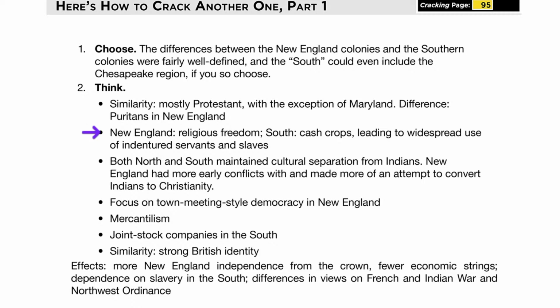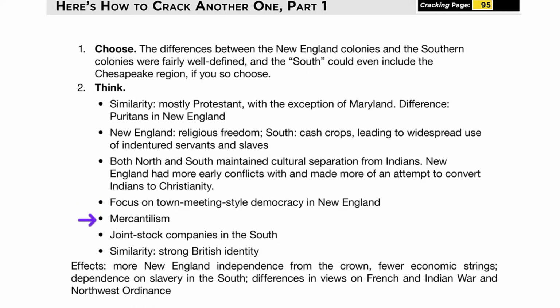Why did people settle New England? Largely for religious freedom. But in the South, it came down to making some money, right? Growing cash crops like tobacco and so forth. And obviously, they had the widespread use of indentured servants and slaves. Indentured servants when you're closer to 1600, slaves when you get closer to 1800. Both the North and the South maintained cultural separation from the Indians. New England had more early conflict with the Indians, made more of an attempt to convert them to Christianity. So that could be a difference. New England had a different form of government, more of a direct government, town meeting style democracy, not so much in the South.